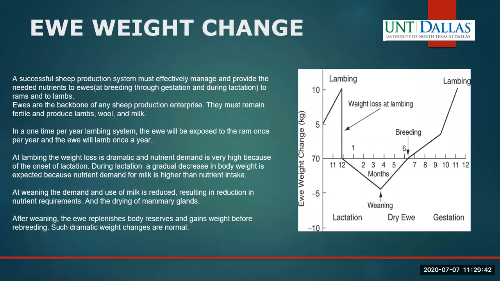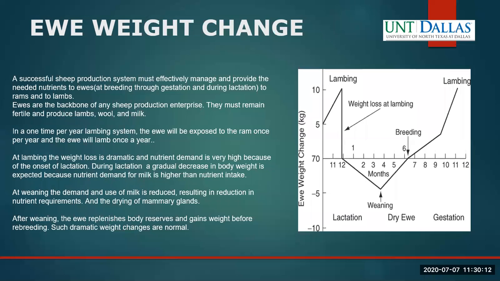Ewe weight change: like I said, the ewe is the female sheep. This graph represents the normally expected weight change of a 70 kg ewe that has twins during a 1 year production schedule. Weight change for the same ewe carrying a single lamb would be approximately 2/3 of the above changes. So it will be different for one carrying just a single lamb rather than twins.